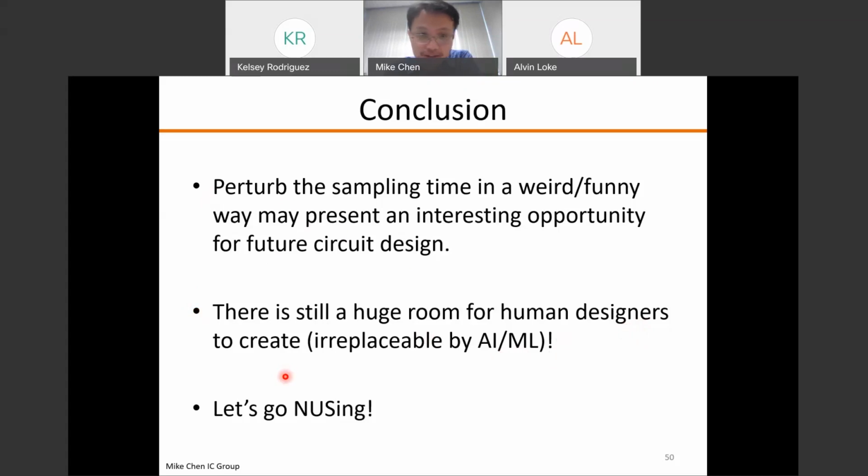Lastly, I'd like to say, let's go noosing, right? Not fishing, it's noosing, right? So let's think about non-uniform sampling and how that can perhaps transform the block that you're designing today. So maybe there's some interesting opportunity.